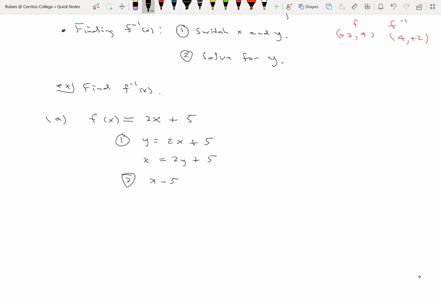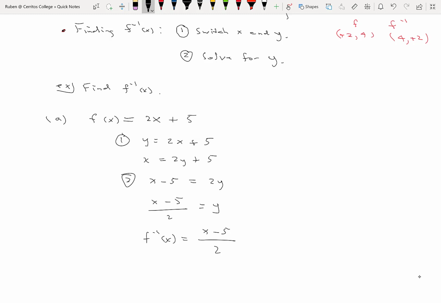Subtract 5 from both sides, isolate y, and divide both sides by 2. And when you've solved for y, you have found the inverse. So the inverse is first subtract 5 and then divide by 2.